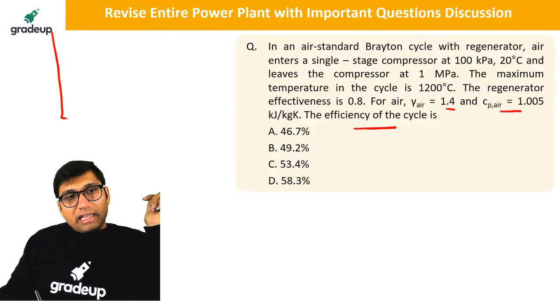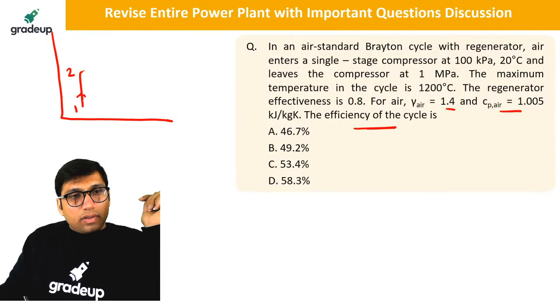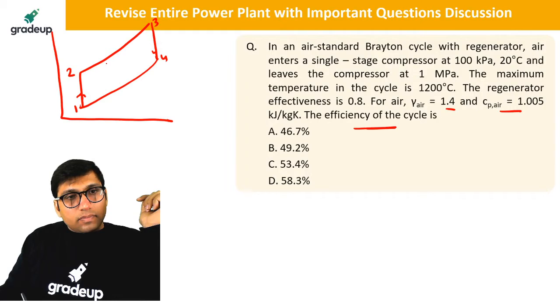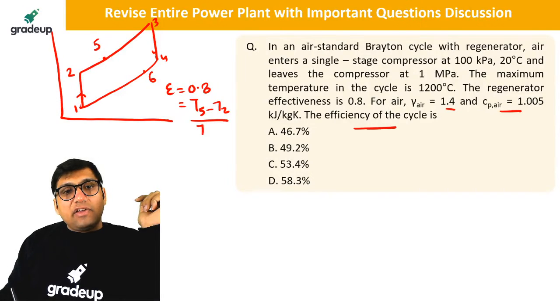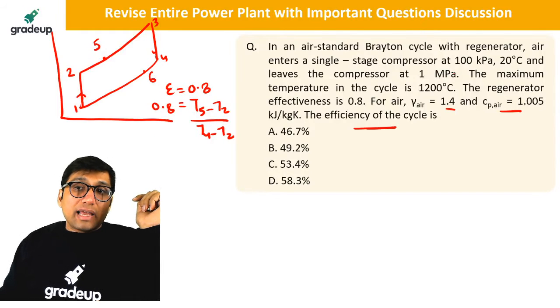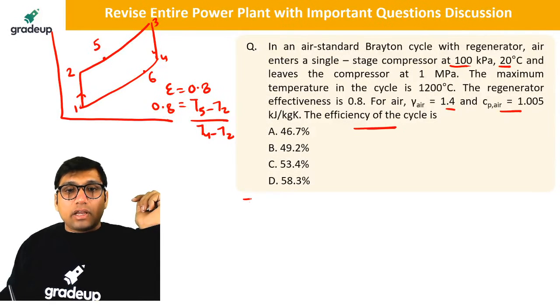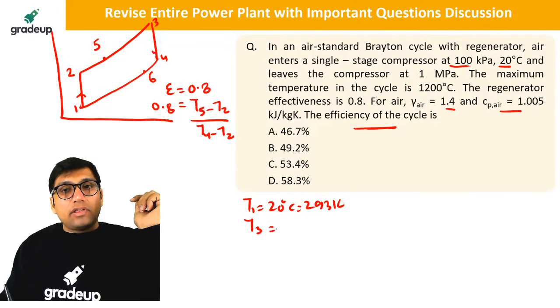Let us say we have to find the efficiency in this question. Let us say this is 1, this is 2, this is 3, this is 4, this is 5, this is 6. Effectiveness they have given as 0.8. Effectiveness is equal to T5 minus T2 divided by T4 minus T2. They have given the temperature at the inlet, T1, equal to 20 degrees Celsius, which is 293 Kelvin. They have given T3, which is 1200 degrees Celsius, which is 1473 Kelvin.